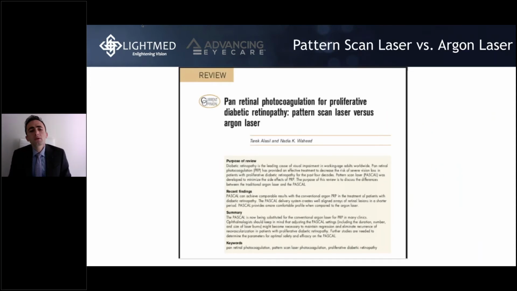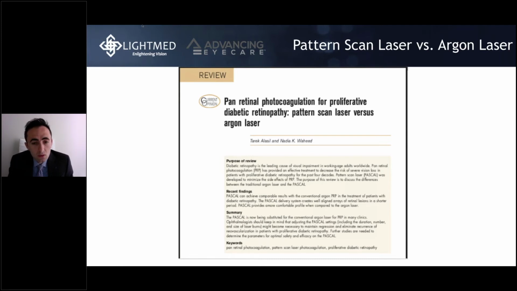We did a review paper comparing the pan-retinal photocoagulation for PDR using the pattern scan laser versus the argon laser. And from reviewing of the literature, it has been shown that the two treatments are comparable in regards to achieving regression of the PDR in these patients.